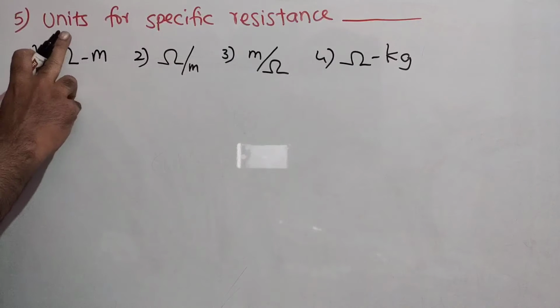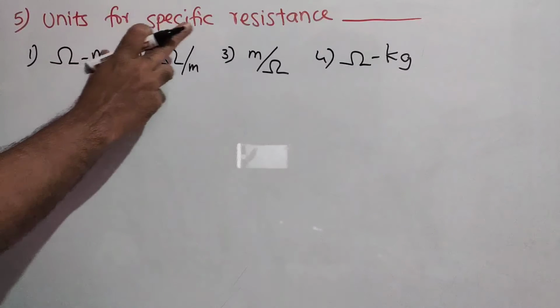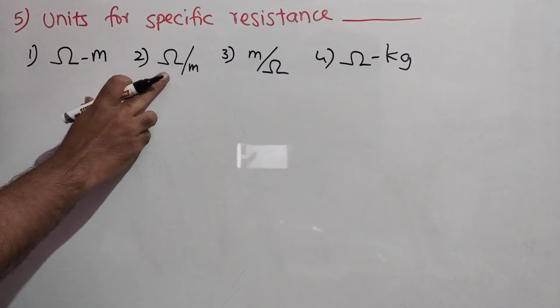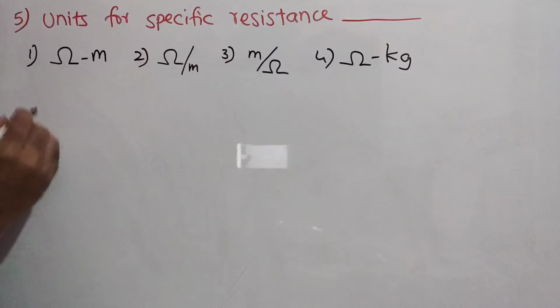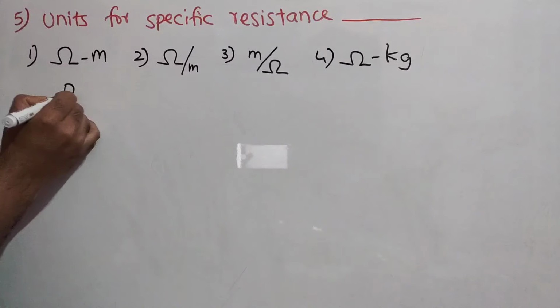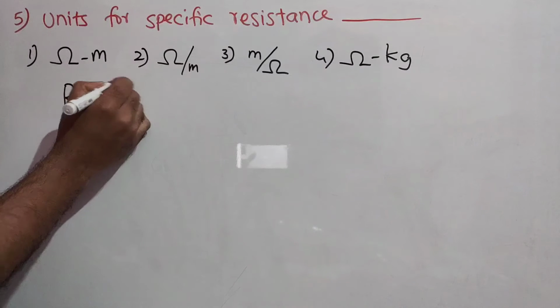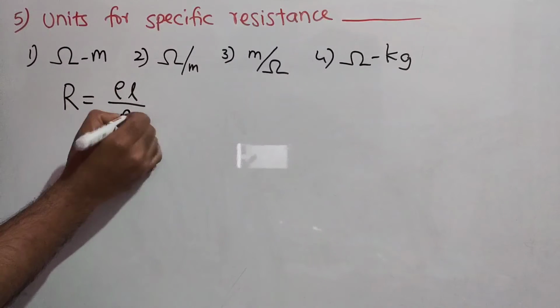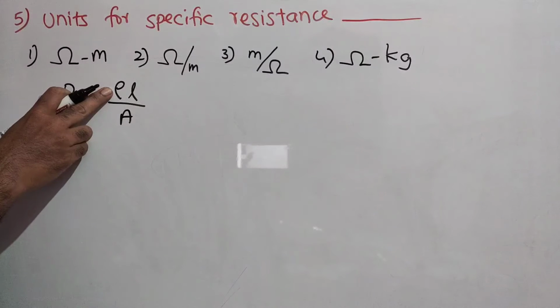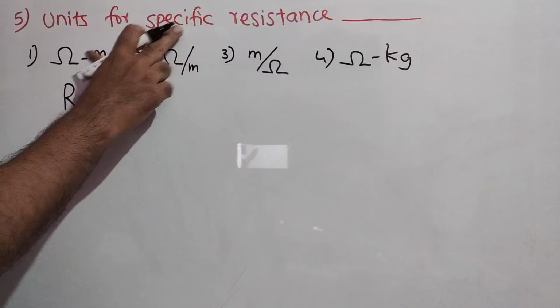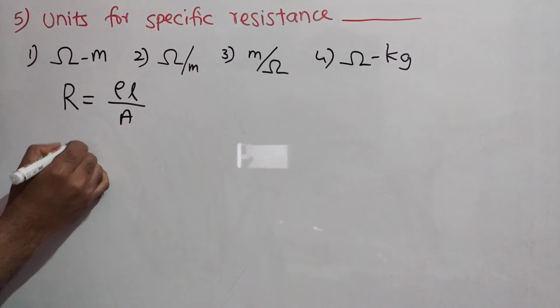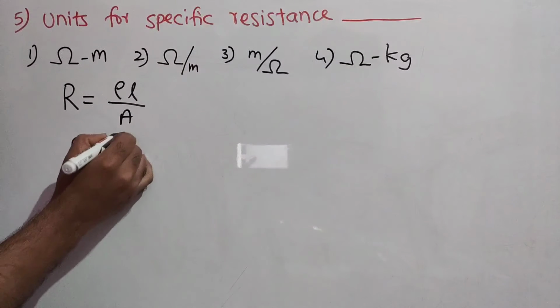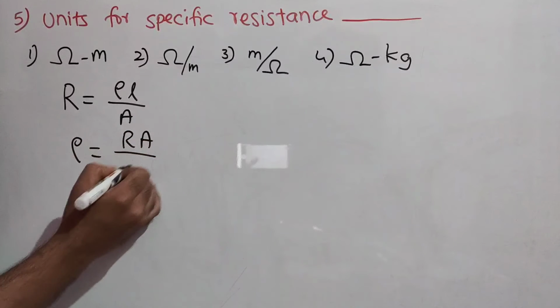Another question is units of specific resistance: ohm meter, ohm by meter, meter by ohm, ohm kg. So from the laws of resistance, we know that R is equal to rho L by A, where rho is called a proportionality constant, and that is called specific resistance or resistivity. So from this we get rho is equal to RA by L.